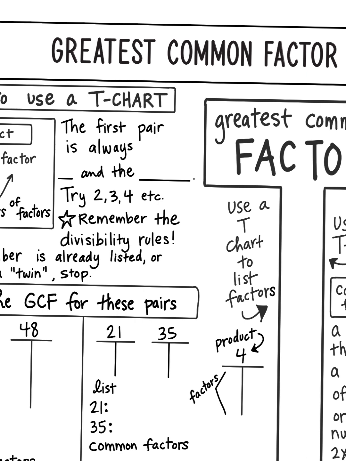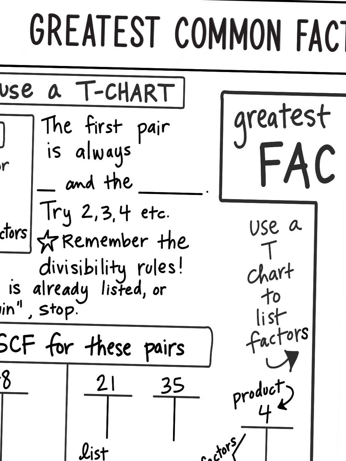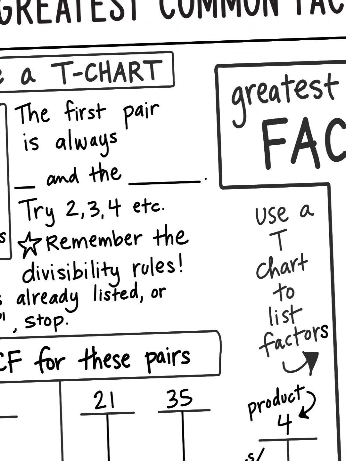So there's a couple ways that you can do greatest common factor. The most common is probably like a T-chart. Sometimes I call this the horseshoe method. It's when you have your factor, and together they make the product. So what we would do if we're using the T-chart method is we would list all pairs of factors. The first pair is always 1 and the product, because 1 times any number is the same, right?